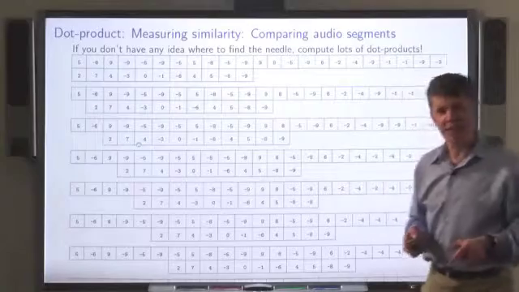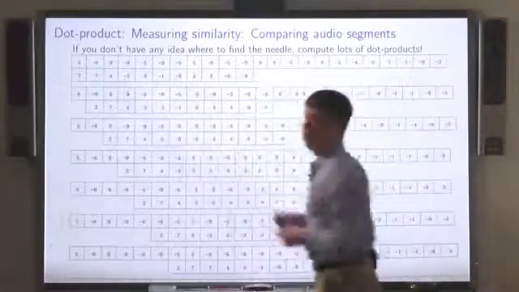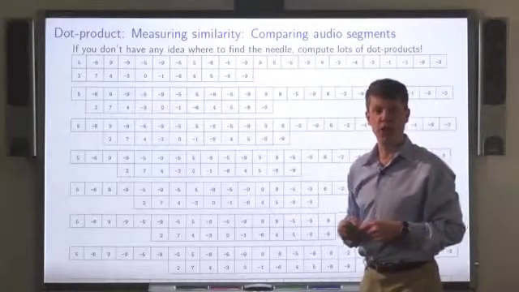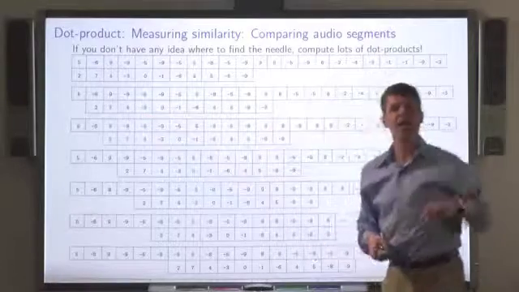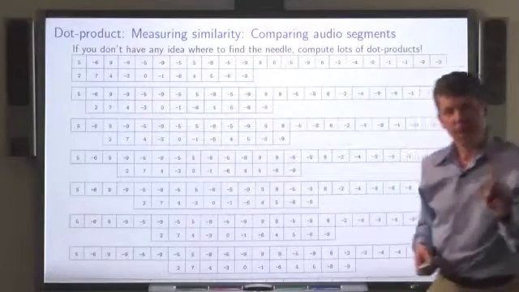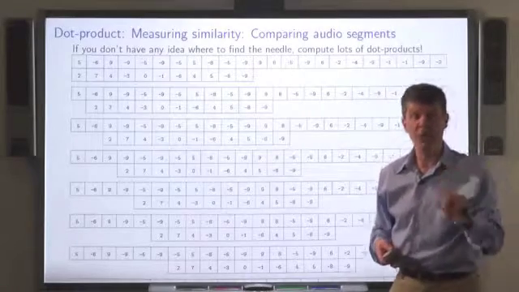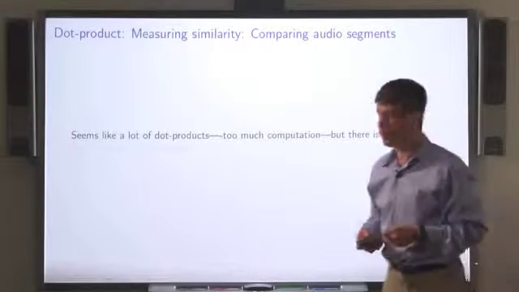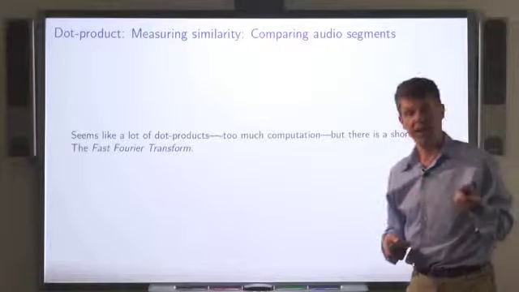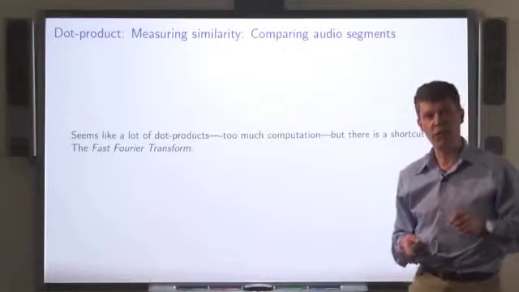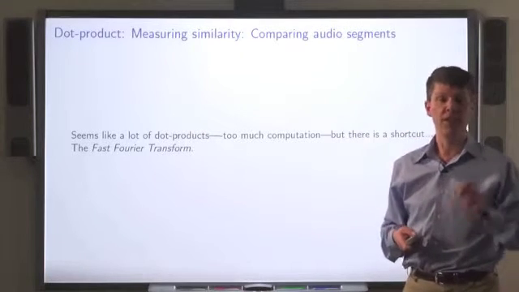The way to handle that is to take lots of dot products. Think of all the different possible locations for the short audio clip. It might be at the beginning of the segment, slightly in, and so on. Lots and lots of dot products. But perhaps the higher dot products give us clues as to where the best match is. Now, this seems like a lot of dot products to take, but there are shortcuts. In particular, there's an algorithm called the fast Fourier transform that enables you to take all these dot products very efficiently.